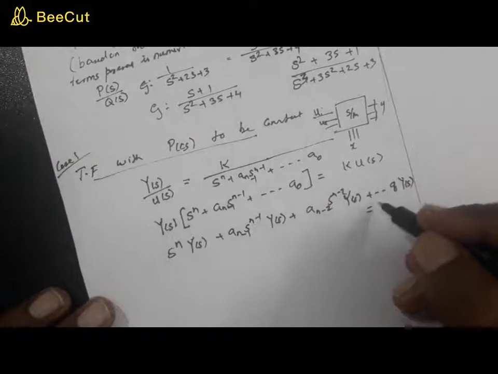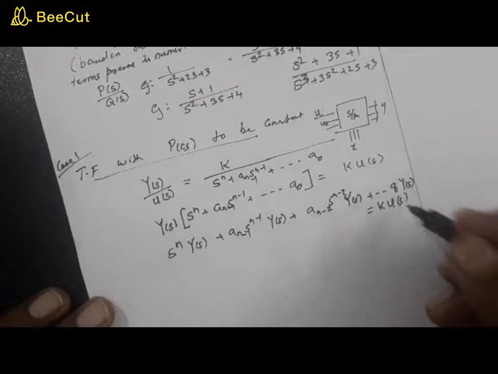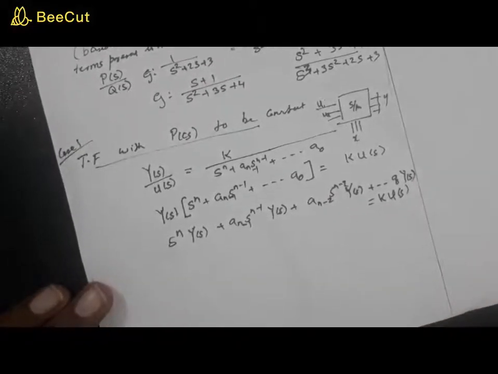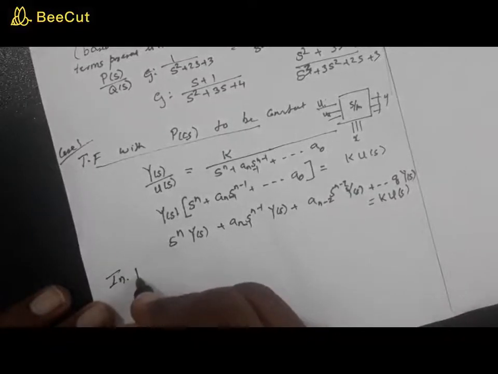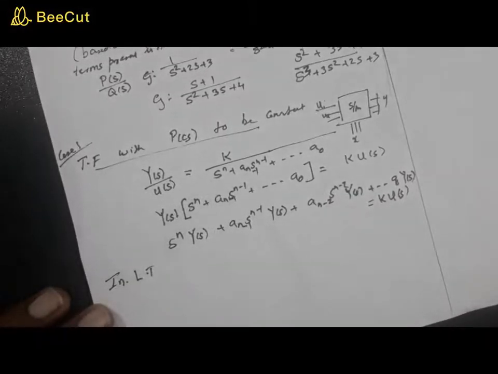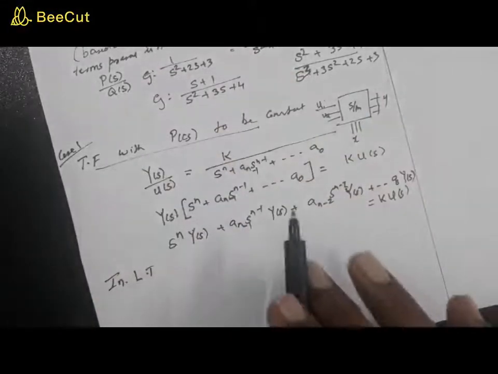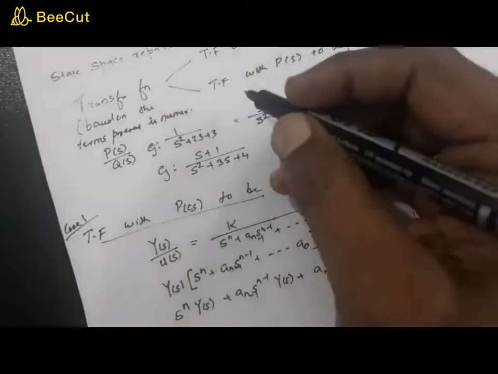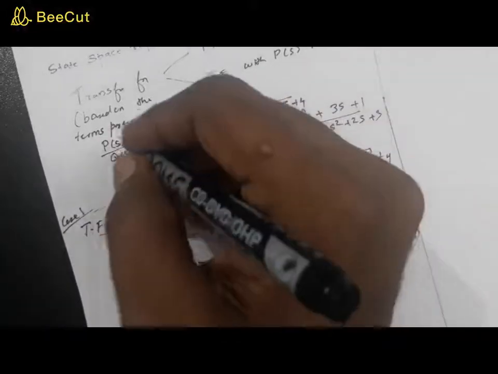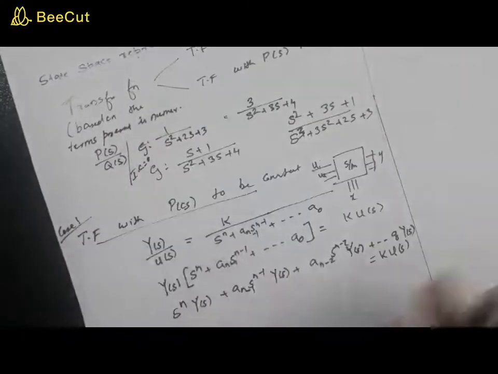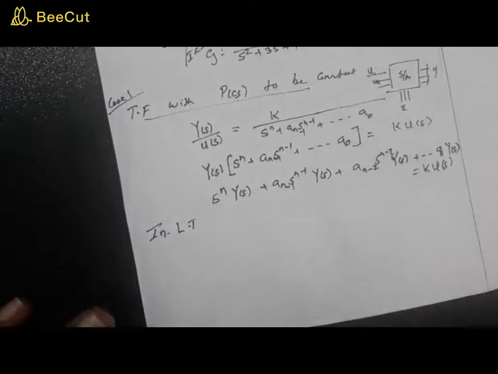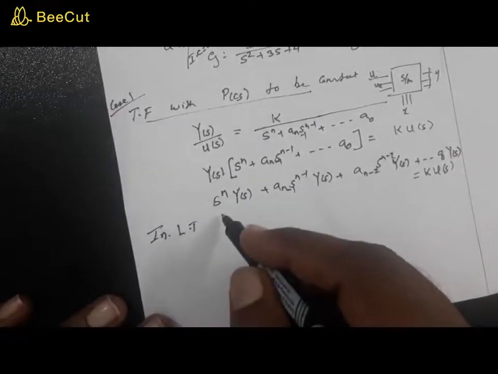It is equal to k into u of s. Now, what happens if you apply the inverse Laplace transform? Mind you that this is a transfer function. A transfer function is a function which we defined as p of s to q of s with the initial condition being 0. So, keeping that in mind, you can take the inverse of this, right?